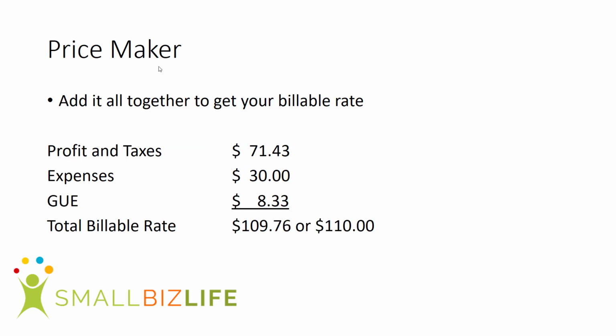So now let's add it all together and figure out your billable rate. We said $71.43 for profit and taxes, $30 for expenses, and $8.33 for GUE. That gives you a total billable rate of $109.76. Nobody's going to charge $109.76 for the hourly rate, so we're just going to round that up to $110.